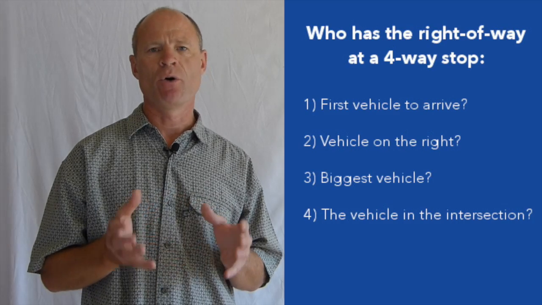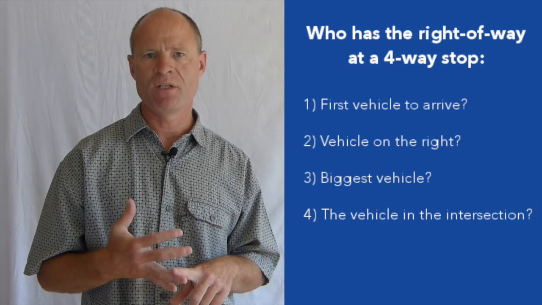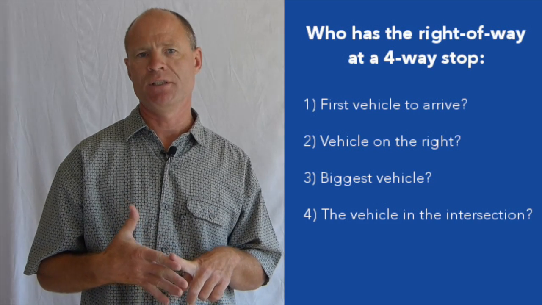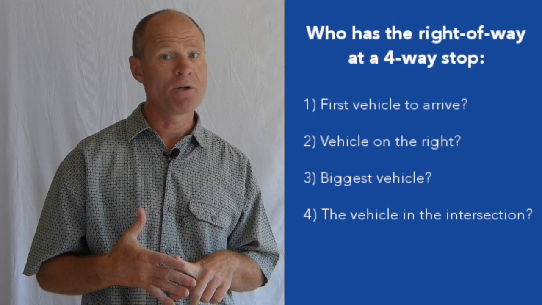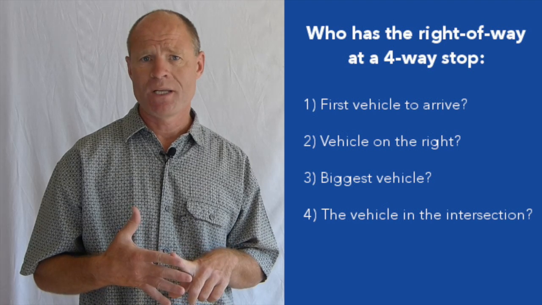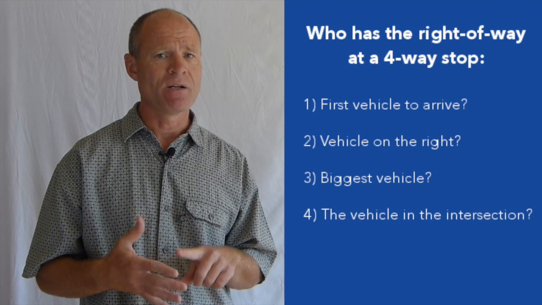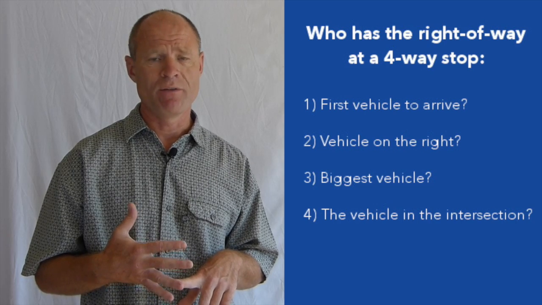Test question, pick the best answer, not necessarily the right answer. For example, four-way stop, who has the right-of-way? First person to arrive, the biggest vehicle, the vehicle on your right, or the vehicle in the intersection? The best answer is the vehicle in the intersection, because you're not going to drive into the car in the intersection and cause a crash, nor is anybody else. That's the best answer. The right answer is also the vehicle on your right and the first vehicle to arrive. Those are also the right answers, but they're not the best answer.